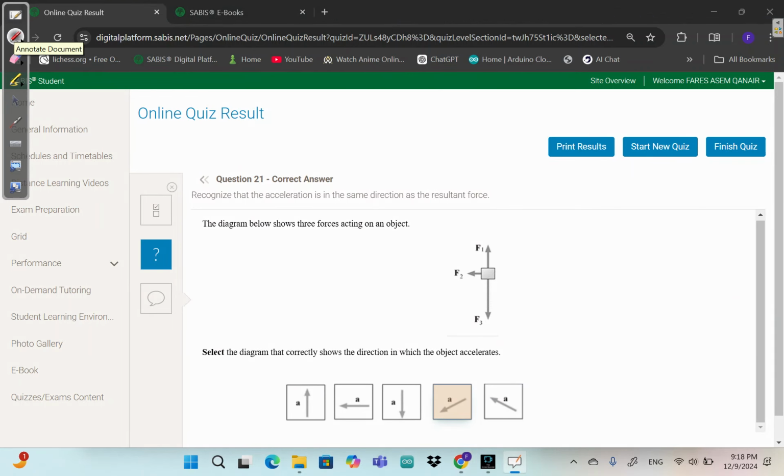Select the diagram that correctly shows the direction in which the object accelerates. Okay, so here we know that it's going to be going to the left since there is nothing going to the right, so it's only going to the left. And for up and down, the force going downwards is greater than that going upwards. So we're going to cancel this out with a little bit of this. So eventually we're going to end up with a force something like this, since it's to the left and downwards. And this is the only one that's left and downwards. So that's it for this question.